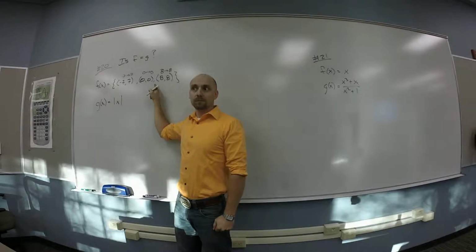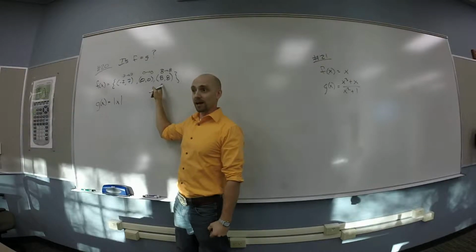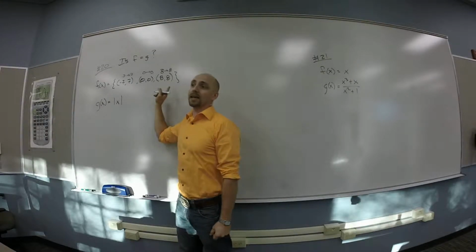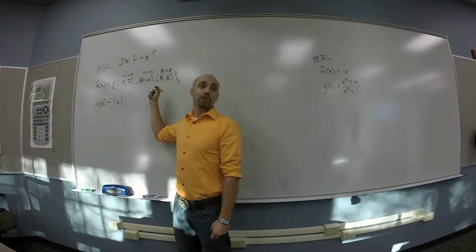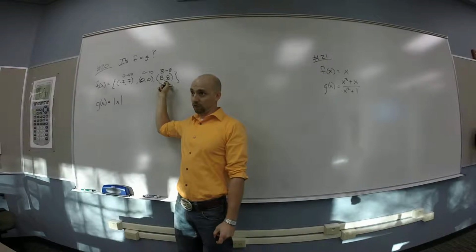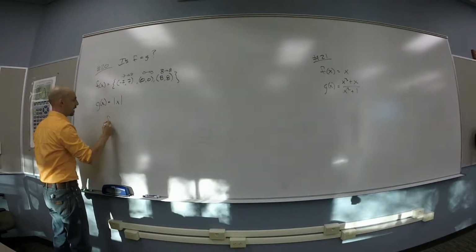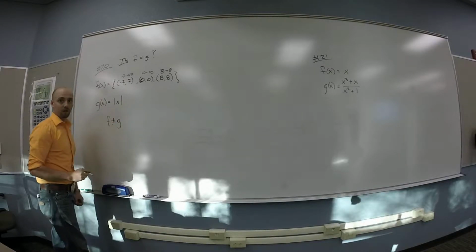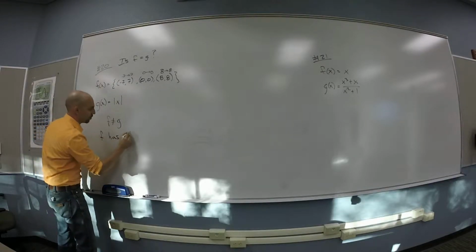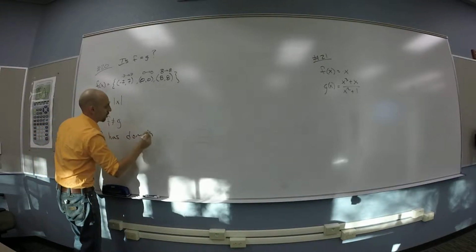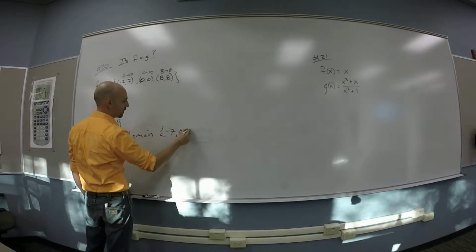This domain is restricted to -7, 0, and 8. It doesn't even know what to do with -8. So this thing isn't quite g, but it's a super restricted version of g. You guys see that? So for number 20, I would say f is not g. F has domain, and I might even just list what's in there. So -7, 0, and 8.